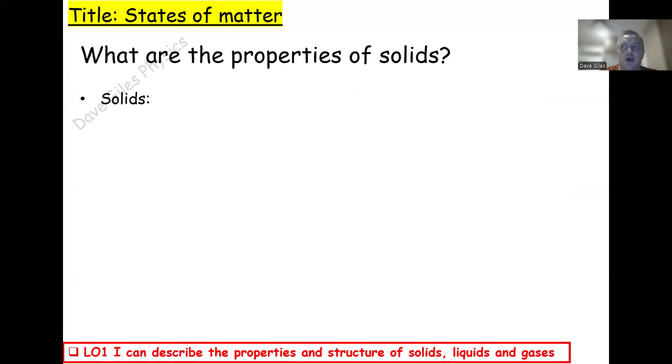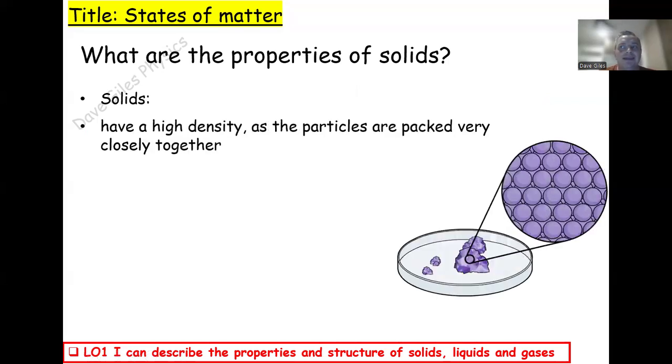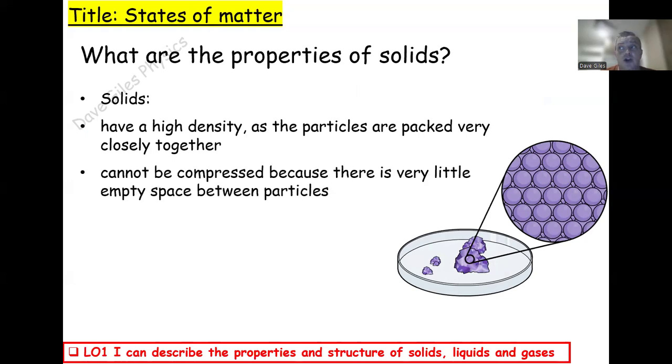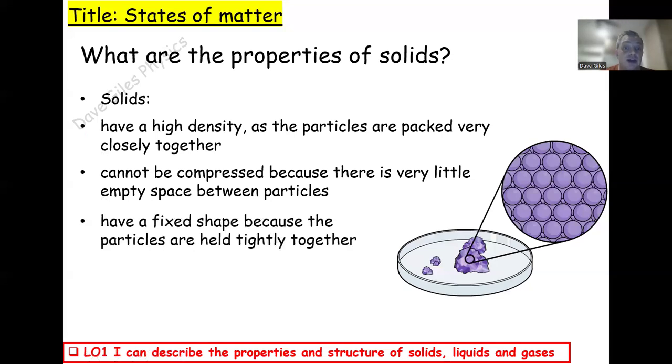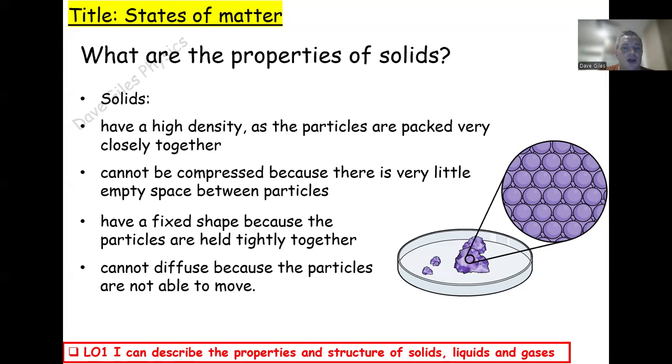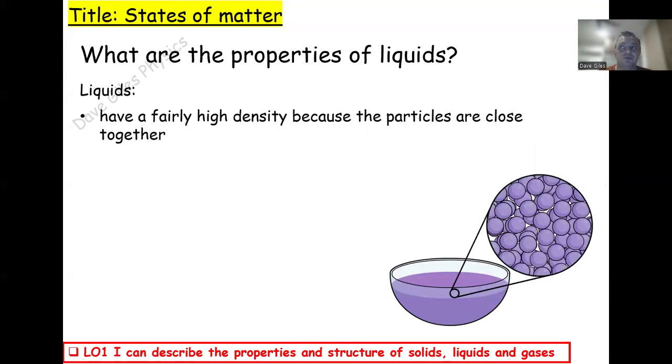So if we start by looking at solids, they've got a high density. That means the particles are closely packed together. You can't compress them because there's not much space between them. They've got a fixed shape because the particles are held tightly together, and they can't diffuse because they're not able to move.